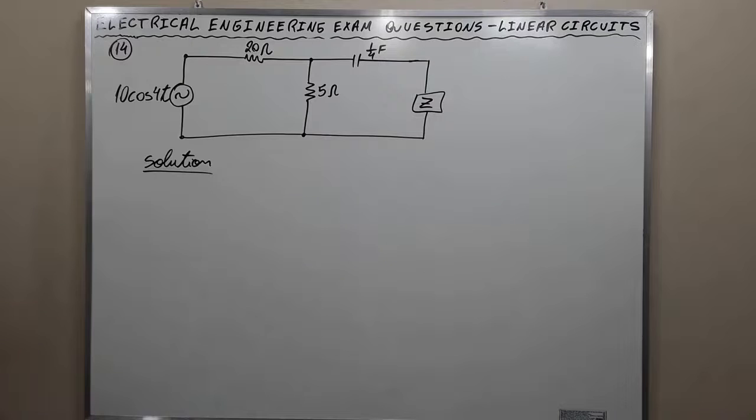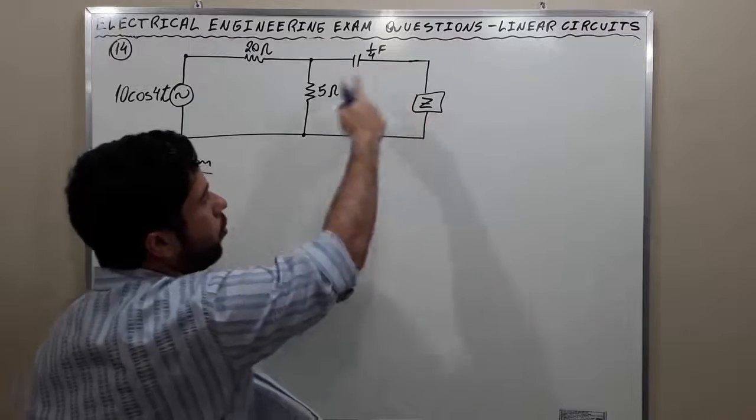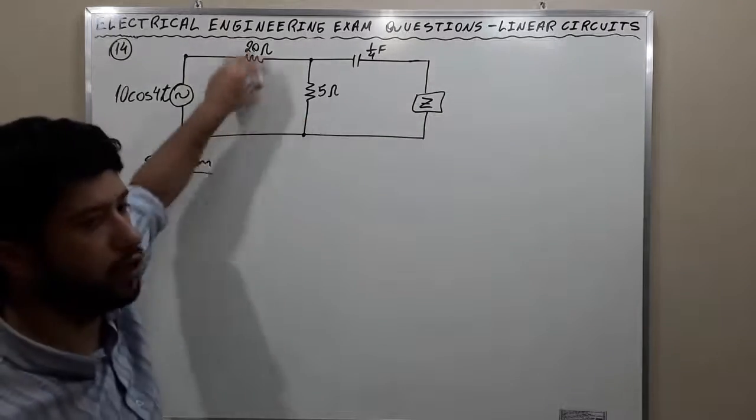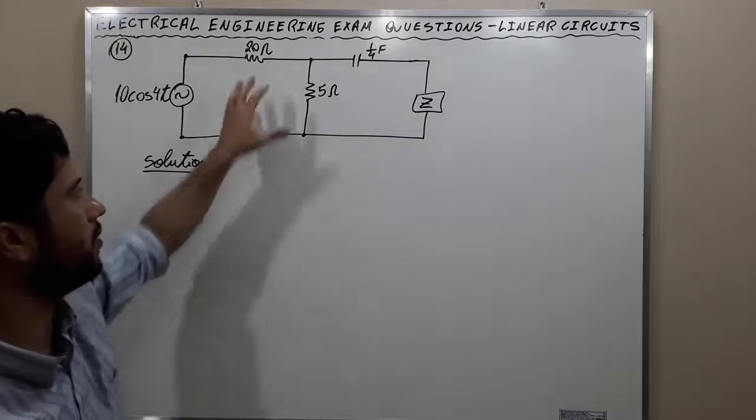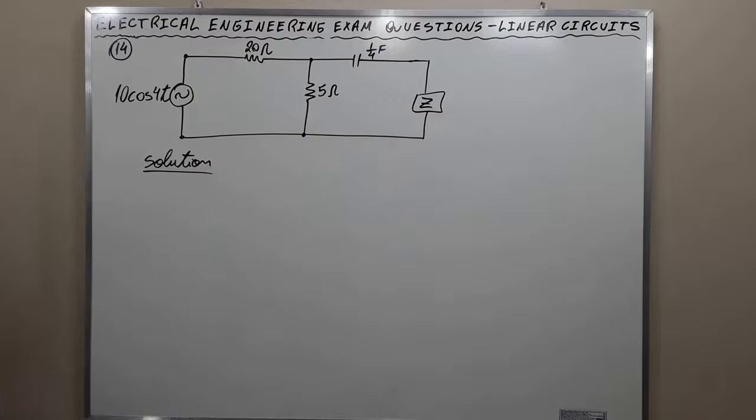For maximum power transfer, the load impedance must be the complex conjugate of Thevenin's equivalent impedance. What does it mean? The load impedance must be the complex conjugate of the circuit's impedance. And the circuit's impedance can be found by using Thevenin's equivalent circuit. Alright? This is what we are going to do.